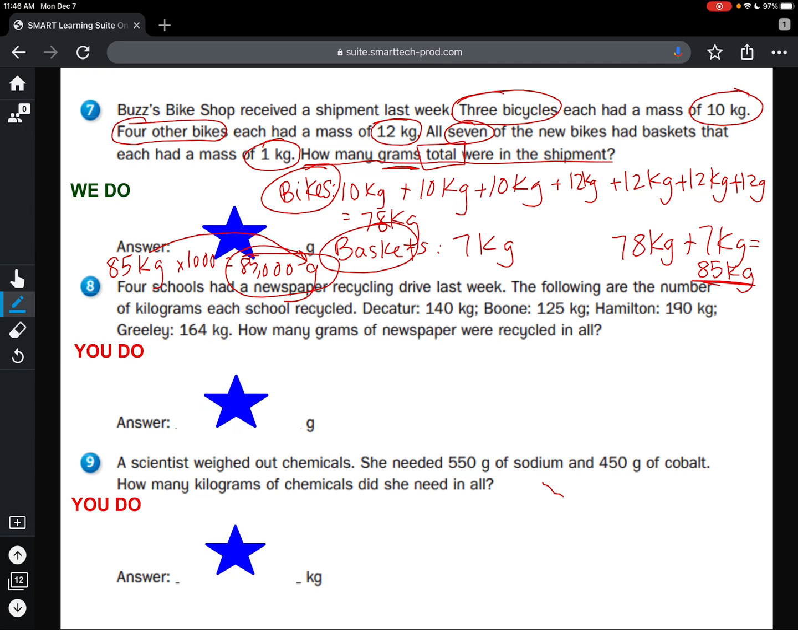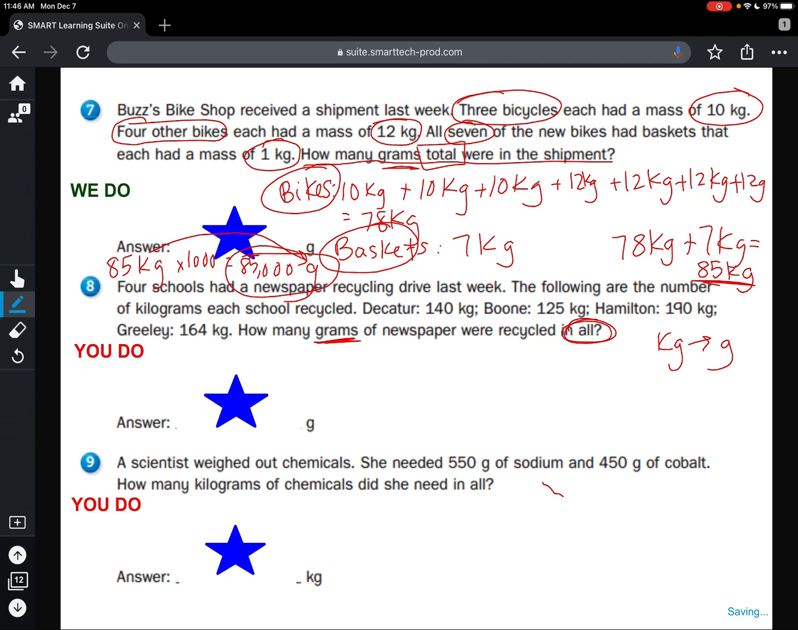So you are going to do problems 8 and 9 on your own. Notice in number 8, it says how many grams of newspaper recycled in all. That tells you you're going to add them all up. But remember, you have to convert between kilograms to grams.